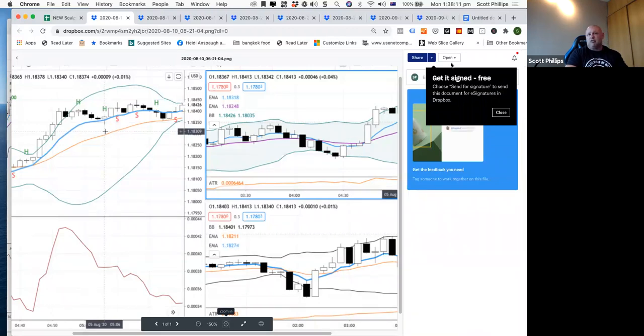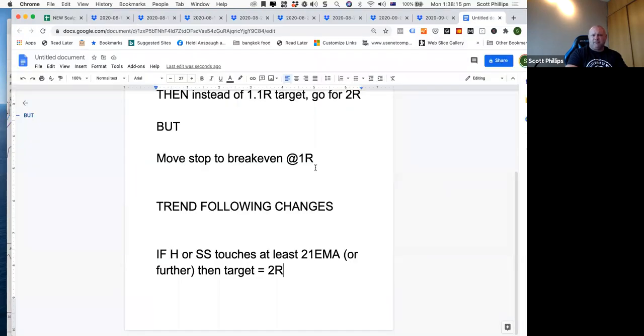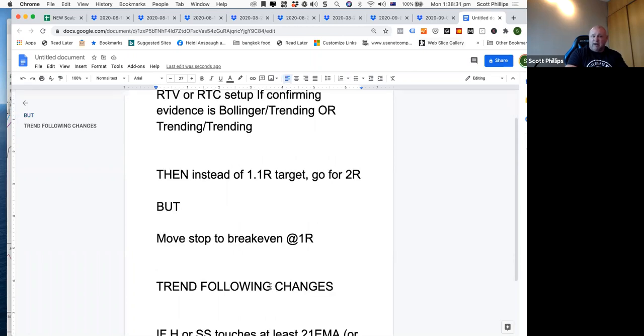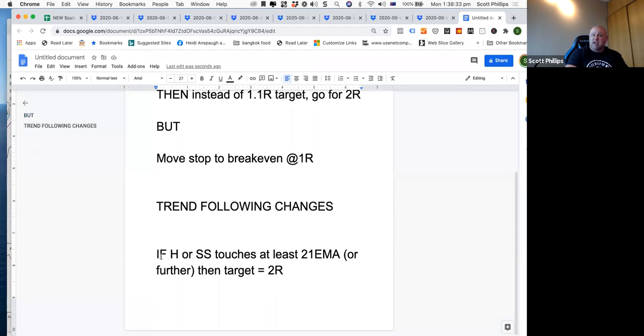So anyway, let's recap our three changes. If we've got Bollinger trending confirming evidence, we go for 2R, moving the stop to break even at 1R. If it's trending, we move our target to 2R, and move our stop to break even at 1R. Trend following changes: if it's a hammer or a shooting star and it touches at least the 21 EMA or further, then our target is 2R. So those are very simple changes.